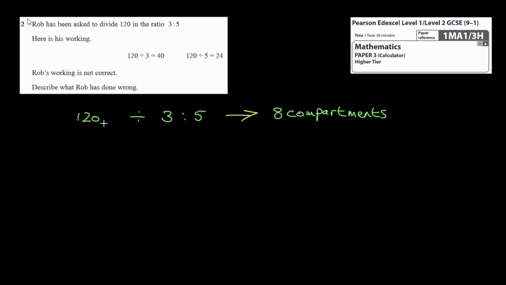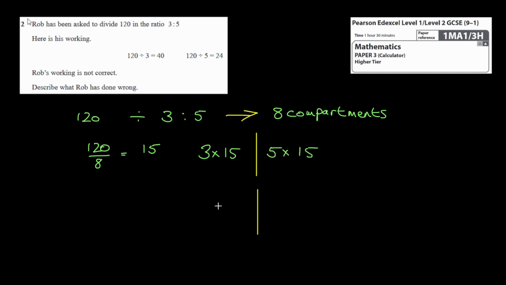So we've got to divide 120 by 8, and that is equal to 15. So each of these compartments, 3 on one side and 5 on the other, contain 15. So we've got 3 compartments on the left-hand side, all containing 15. So on the left-hand side, we've got 3 times 15. And on the right-hand side, we've got 5 times 15.